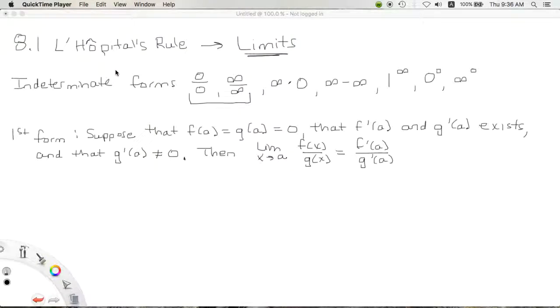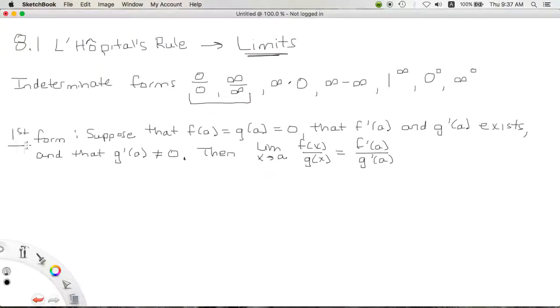Section 8.1 talks about something called L'Hopital's rule. This deals with limits, so we're going way back to the beginning of the school year and the beginning of calculus. And this is a rule that will give us an easy way to calculate those limits where when we plugged in the numbers we got these indeterminate forms where we got 0 over 0 or infinity over infinity, and we couldn't actually calculate the limit by plugging things in. So this is going to help us with that.